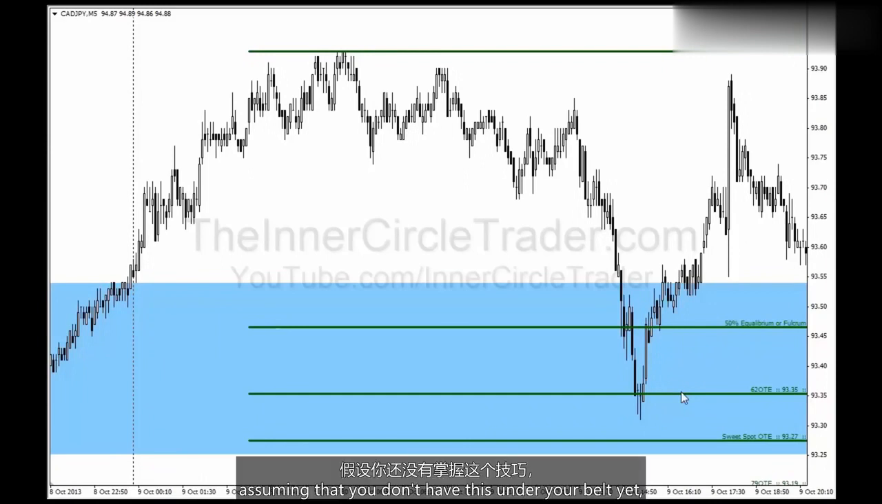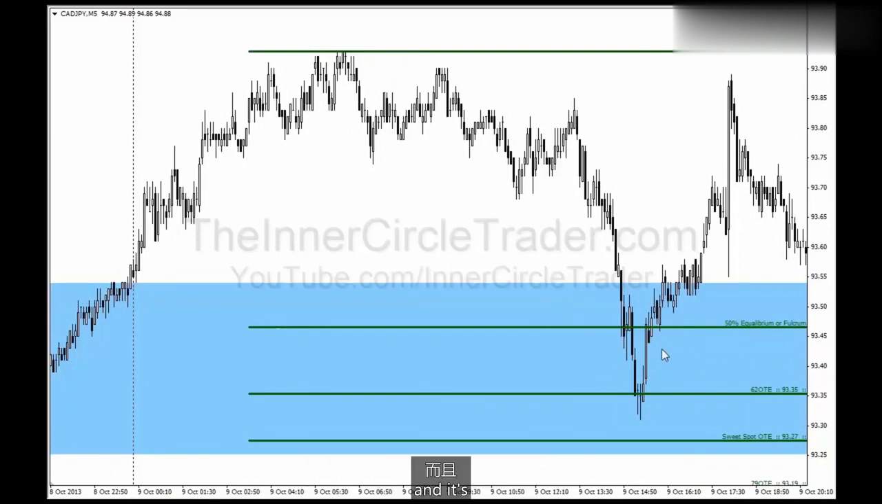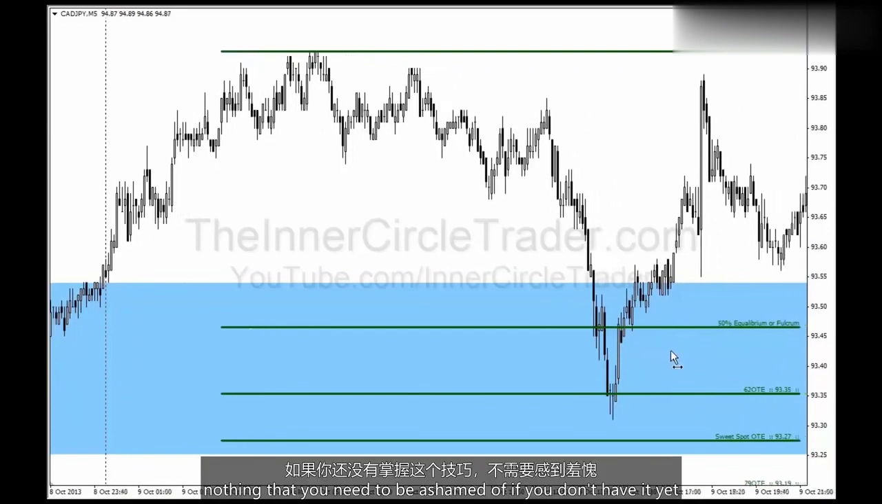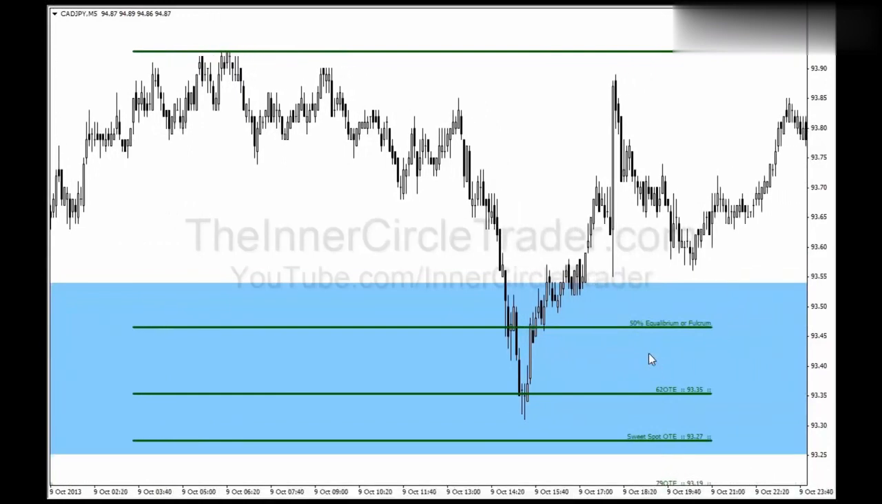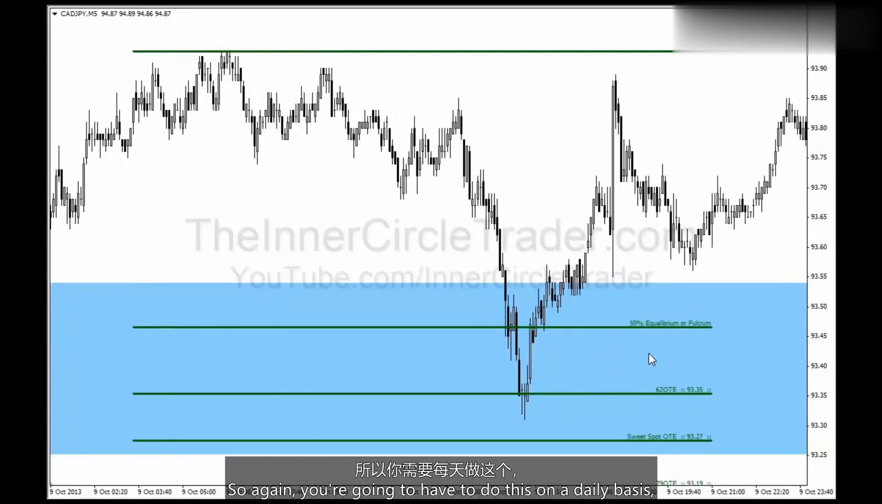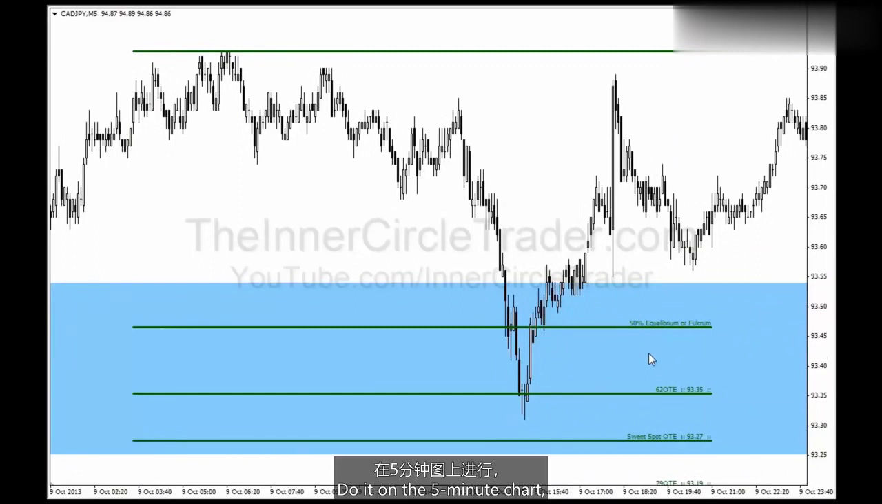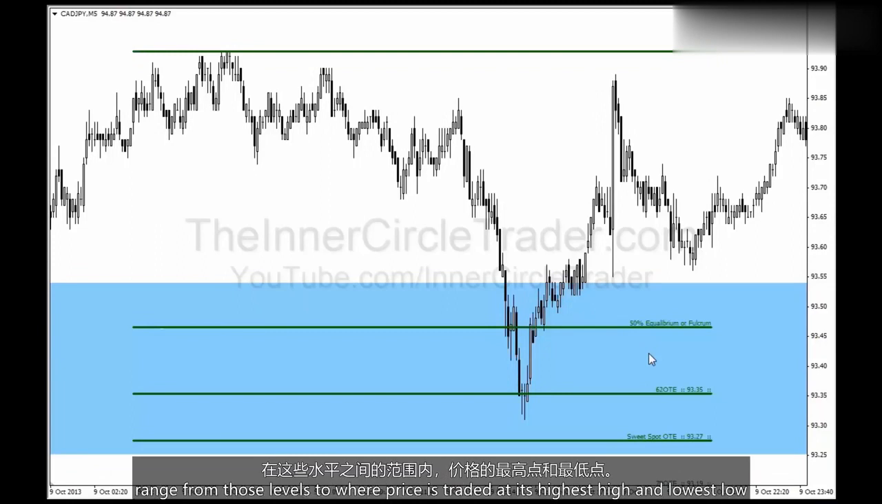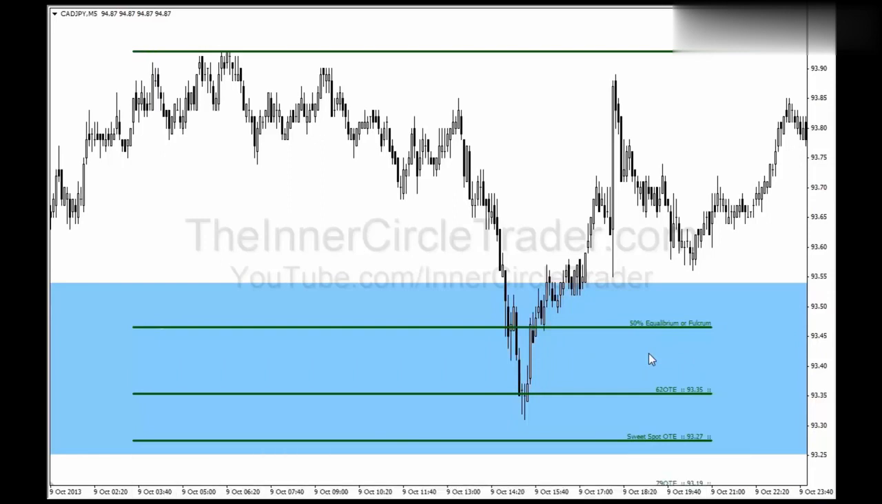Now again, assuming that you don't have this under your belt yet, and it's not something that you need to be ashamed of if you don't have it yet, because it's going to take a little time for you to trust this, okay. So again, you're going to have to do this on a daily basis. Go through your charts every single day. Do it on the 5-minute chart, 15-minute chart, hourly chart, and look at how price is trading around these big figures, institutional levels, and you're looking for price within that range from those levels to where price has traded at its highest high and lowest low in the same examples that we just showed here.